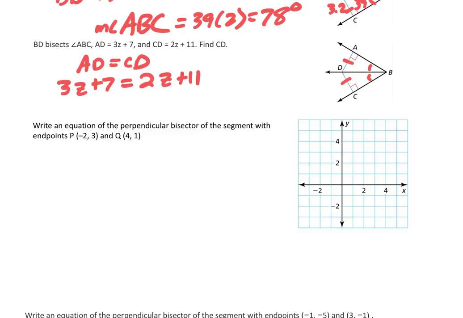Subtract 2Z from both sides. That would give me Z. Subtract 7 from the other side. I get Z equals 4. Okay? But it's not asking me what Z is. It's asking me what the length of CD is. Well, CD is 2Z plus 11. So I'm going to come over here.